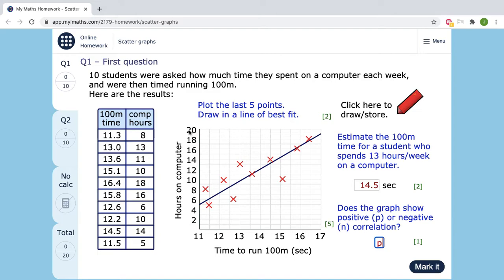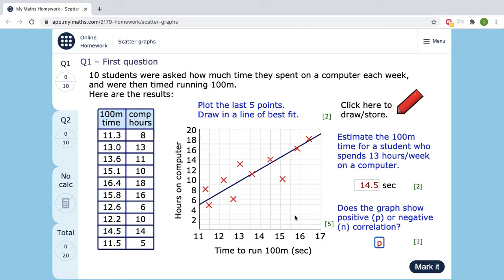And that kind of makes sense. You would expect if somebody's not very fit, and then they might be spending a lot of hours on the computer, and then they're taking longer to run 100 meters. So if it's going up from left to right like that, and they're both increasing together, that's called positive correlation.